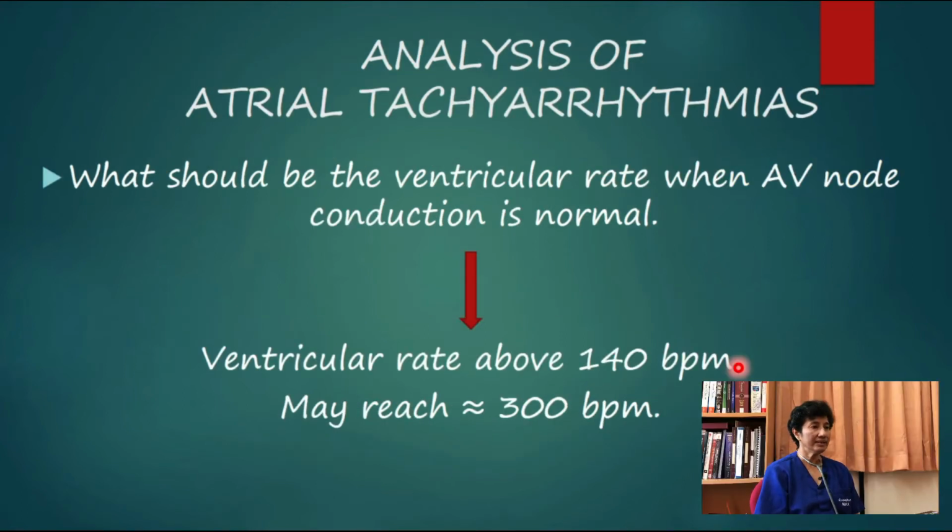When the AV node conduction is normal, that means if the PR interval is normal, when there is atrial tachyarrhythmias at the atrial level, the ventricular rate can go above 140 beats per minute. It may reach 300 beats per minute, depending on the conduction ability of the AV node of given patient.